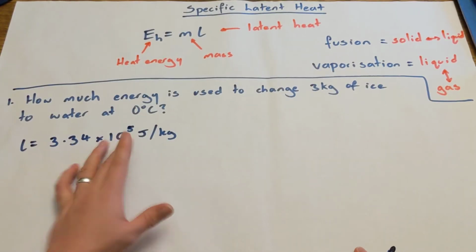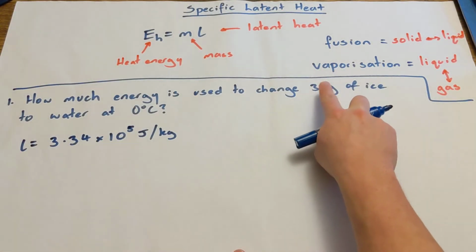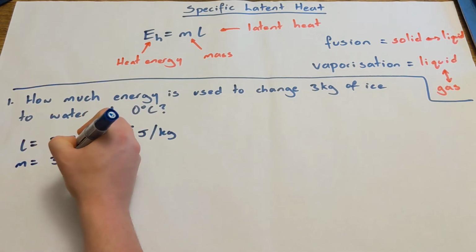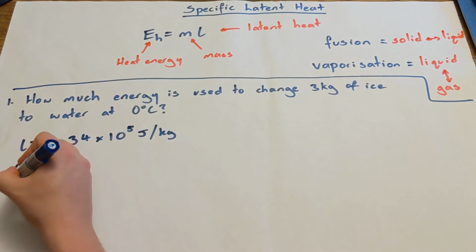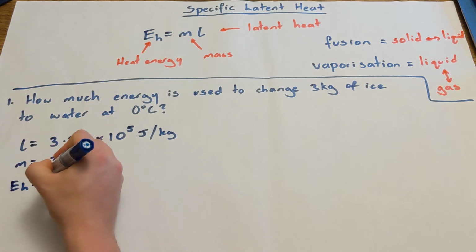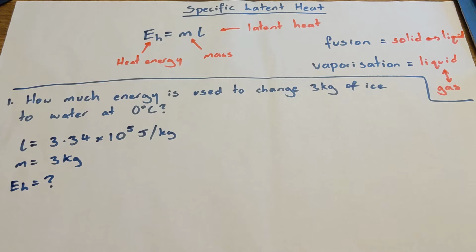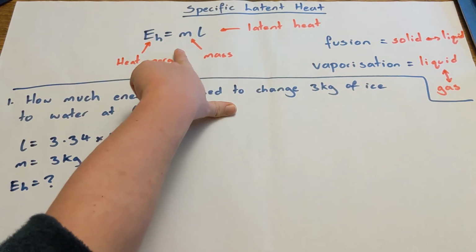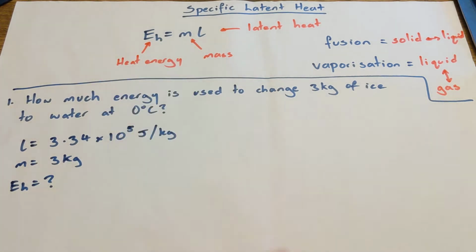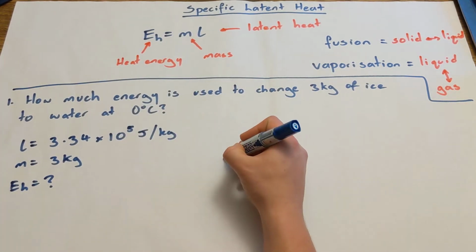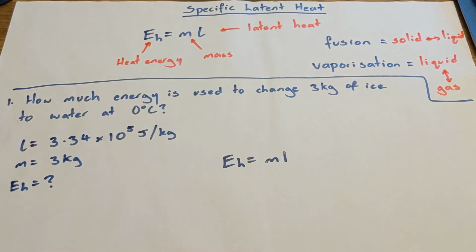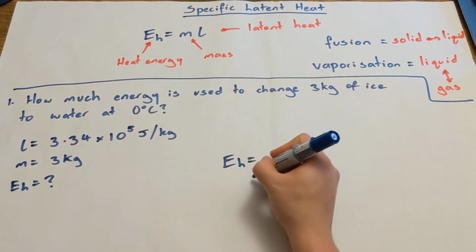So we'll do this just like we do every question. Write down what we have and what we're trying to find out. We also know the mass. The mass is 3 kilograms. And we're trying to work out the energy. How much energy is used. Okay? We have everything we need to put into this equation. We don't even need to rearrange it because we're trying to find out the energy, and it's already like that. So let's pop that down. Eh equals mL. Then we just substitute in.